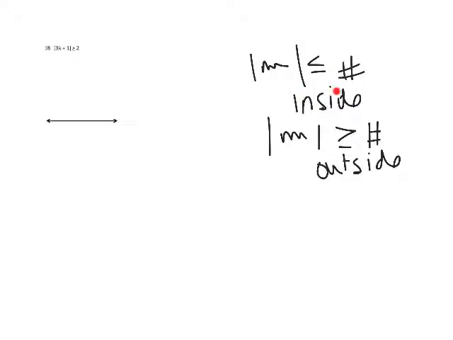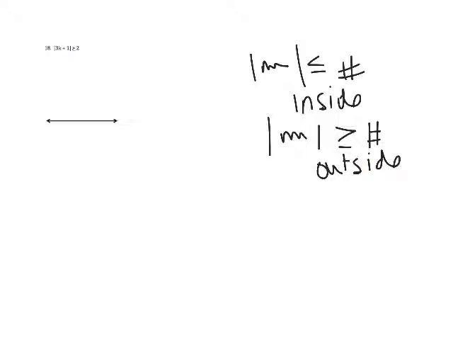Inside means it's going to be an and statement. Outside would mean it's going to be an or statement. Okay. All right, so for this example, the absolute value is already by itself, and we are a greater than or equal to, so we are outside.